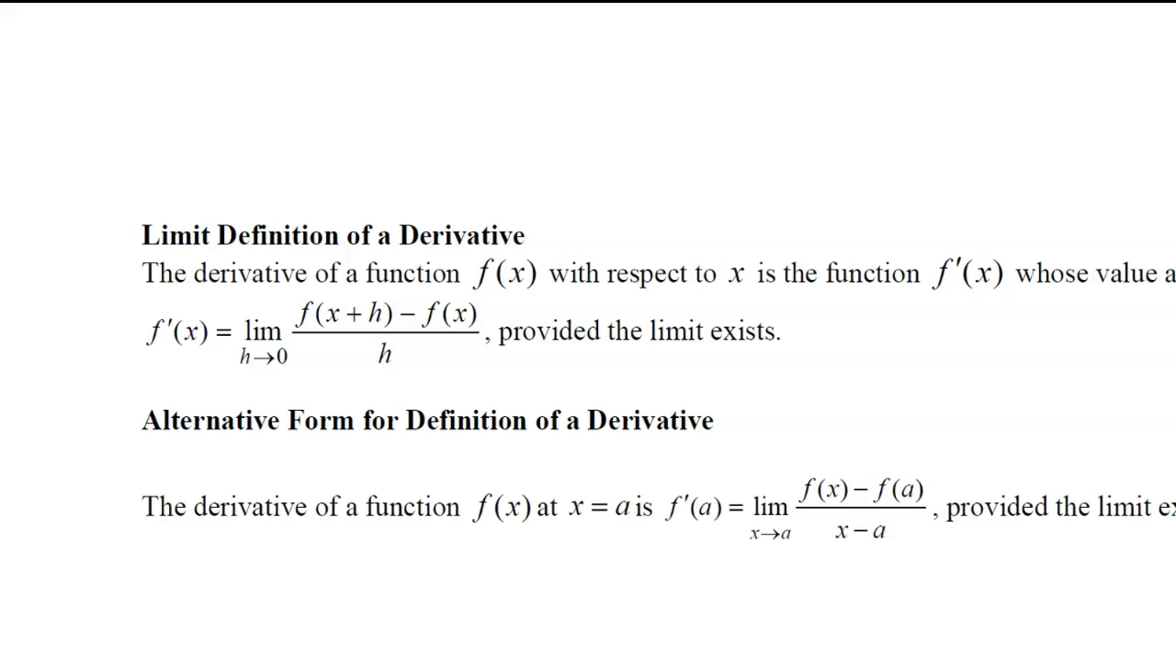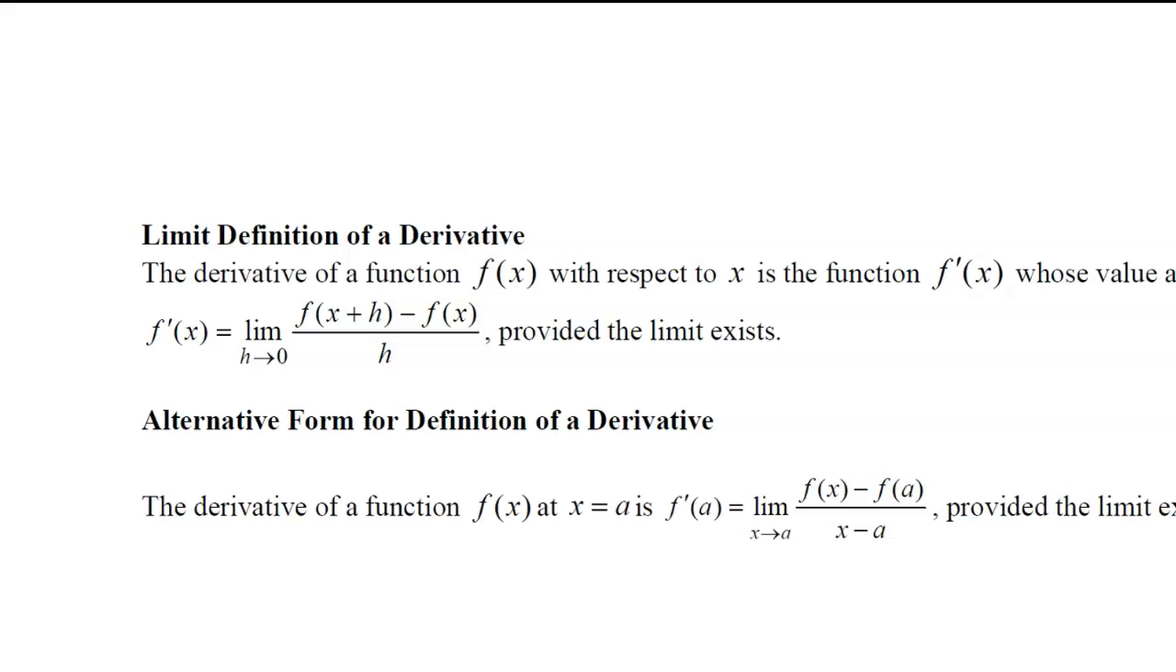The definition of the derivative comes after continuity. We have two forms. You have f prime with the limit as h approaches 0 of f of x plus h minus f of x, all over h. And then you have the original.